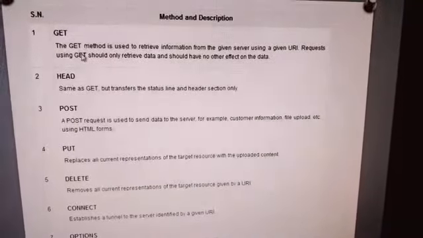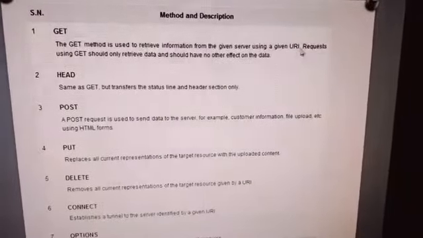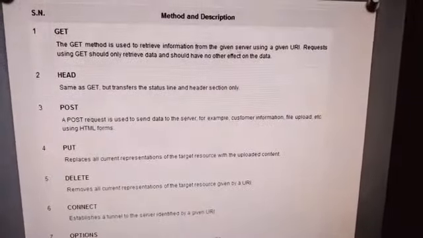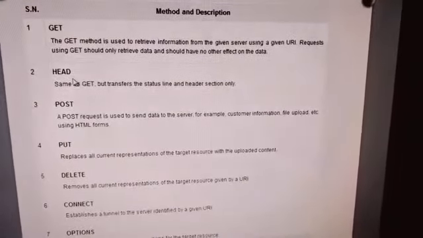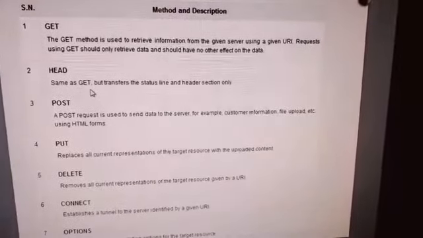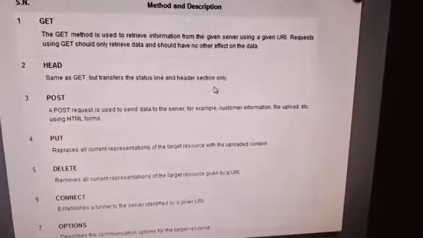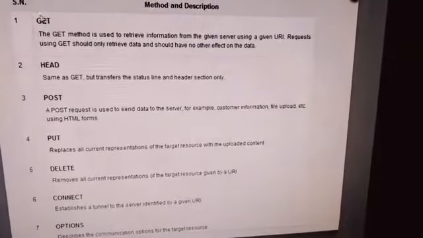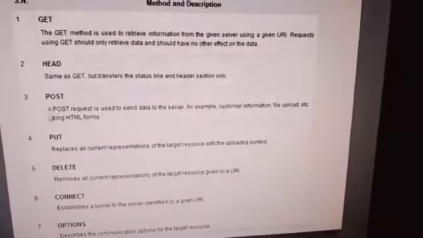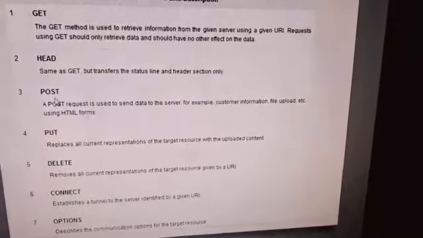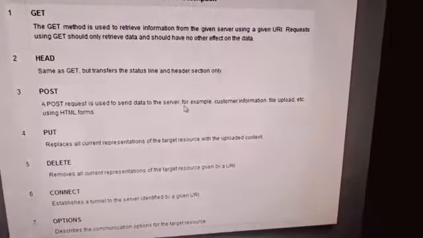Now the get method, as we have discussed, is used to retrieve information from the given server. It can be any page, any file that is on the server. Then the next method is head, which is the same as get, but it only transfers the status line and headers section. Then we have post. Get is like getting something, and post is like sending something. If you want to send some file to the server, you want to post something, in that case you will use the method post to send data to the server.